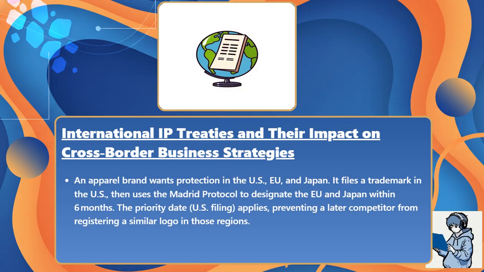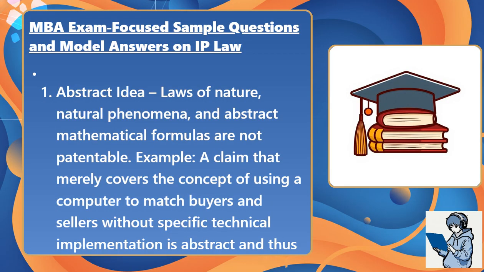Example: an apparel brand wants protection in the United States, European Union, and Japan. It files a trademark in the United States, then uses the Madrid Protocol to designate the European Union and Japan within 6 months. The priority date, the United States filing, applies, preventing a later competitor from registering a similar logo in those regions.